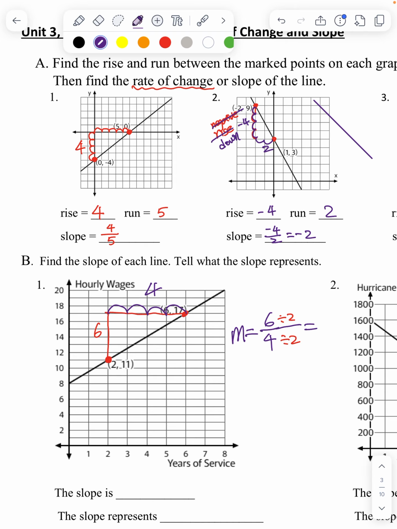6 divided by 2 is 3. 4 divided by 2 is 2. So the slope is 3 over 2. So 6 over 4 is equal to 3 over 2. A fraction, if I divide both top and the bottom by the same number. So both top and the bottom I divided by 2, by the same number.